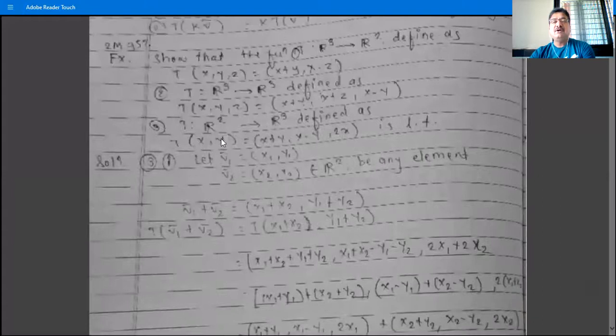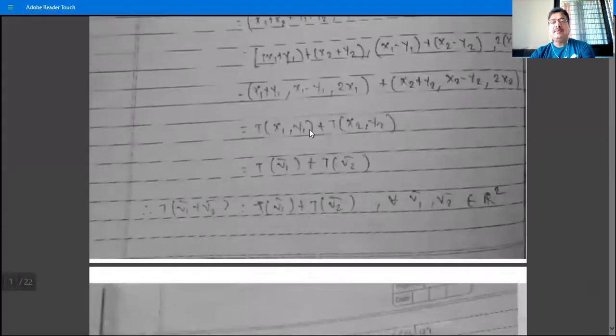So this is T of (x1, y1) by using the definition. What is T(x, y)? It is (x + y, x - y, 2x). What is T(x1, y1)? It is (x1 + y1, x1 - y1, 2x1). So this is T(x1, y1), and this is T(x2, y2). Okay, so this is T(v1), this is T(v2), and therefore T(v1 + v2) is equal to T(v1) + T(v2) for all v1 and v2 belonging to R2.